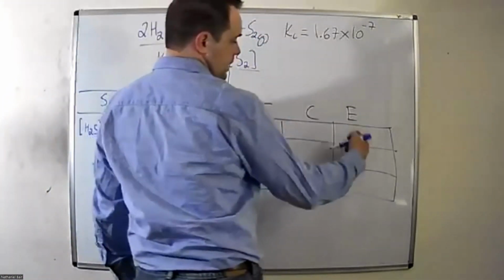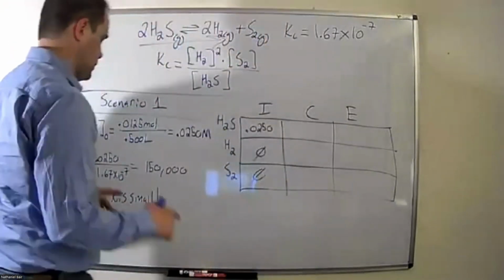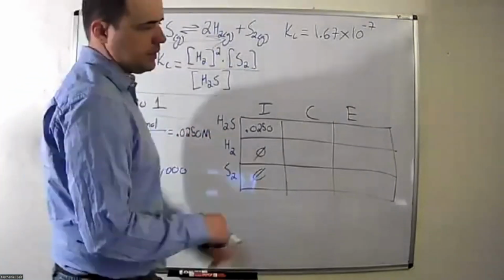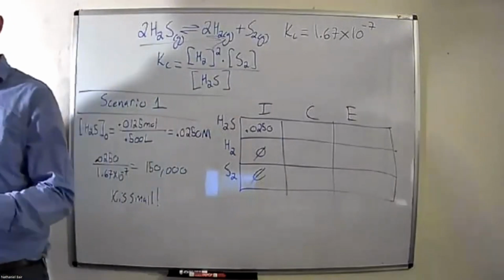See if you can't fill out the C column. See if you can't fill out the E column. Plug that stuff into the mass action expression. You're free to make the x is small assumption. See if you can't find x and get all the equilibrium concentrations. Go ahead.